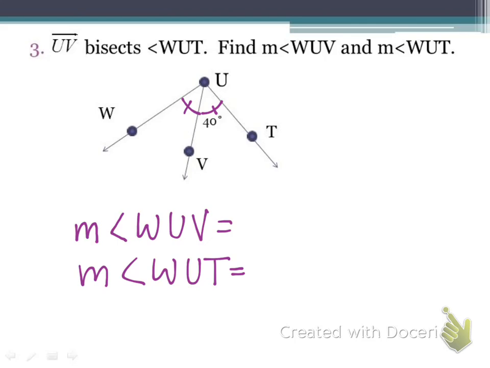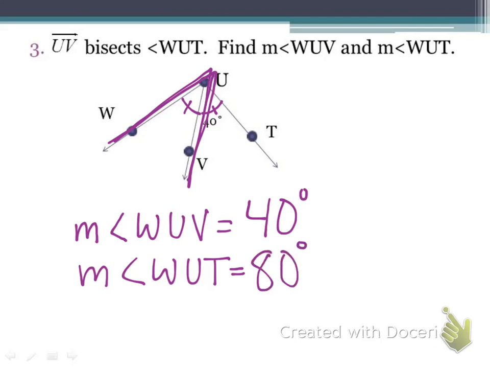So WUV first, that's this guy on the left. Any ideas? 40 degrees, good. It should be the exact same since ray UV is a bisector of WUT. The 2 smaller angles should be congruent. And then do we know the big measure? 80, how'd you get 80? Add 40 and 40, or you could do 40 times 2. Either way, you get 80.